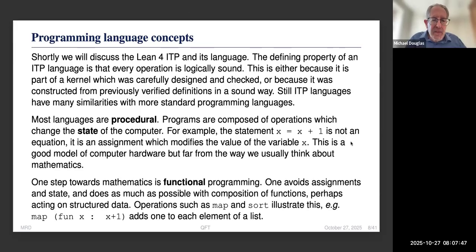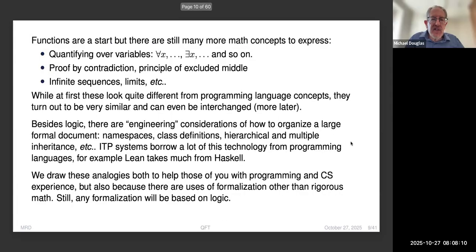Now, one step towards mathematics is to not do that and instead just define functions. There's a great deal that you can easily and naturally say in terms of composition of functions. You can map a function over a list, you can regard sort as a function, which again is very mathematical. That was a step taken in programming languages independently of this theorem proving trend. There are many functional programming languages, but that's just a start because we need to talk about for all x quantification, there exists an x. We need to talk about proof by contradiction and so forth.